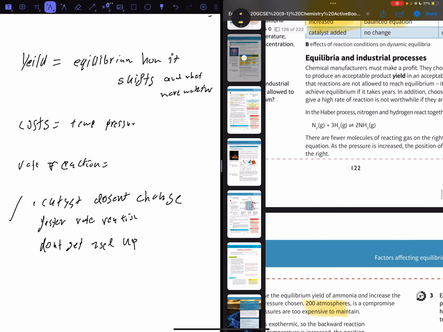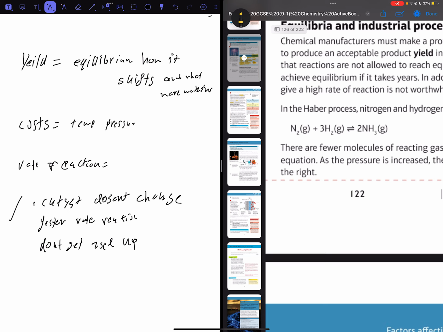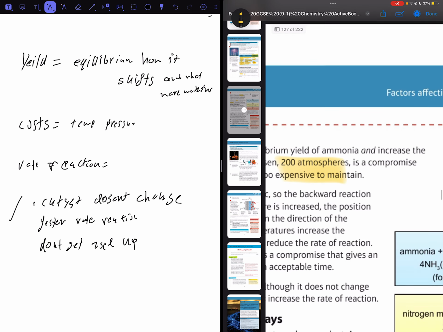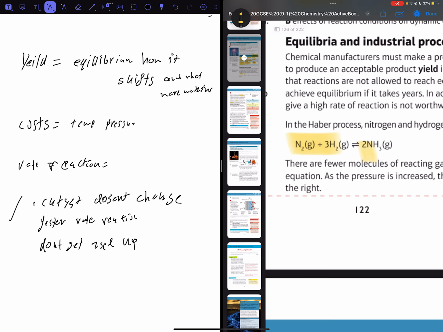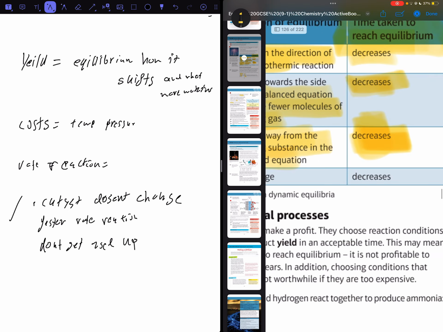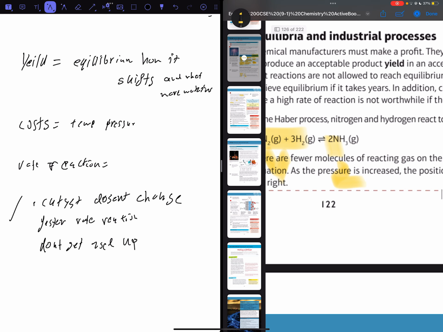Well, here is our Haber process, right? As we can see, we're trying to make ammonia. There is 2 moles over here and 4 moles over here. So by having 200 atmospheres, that's a very high pressure, we're going to favor the side with fewer gas molecules. Well, there's 4 over here and 2 over here. So we're going to favor the forward reaction. Therefore, we're going to make more ammonia. So that's really good. As well as that, high pressure means higher rate of reaction, so lower time to reach equilibrium. These are very repetitive.